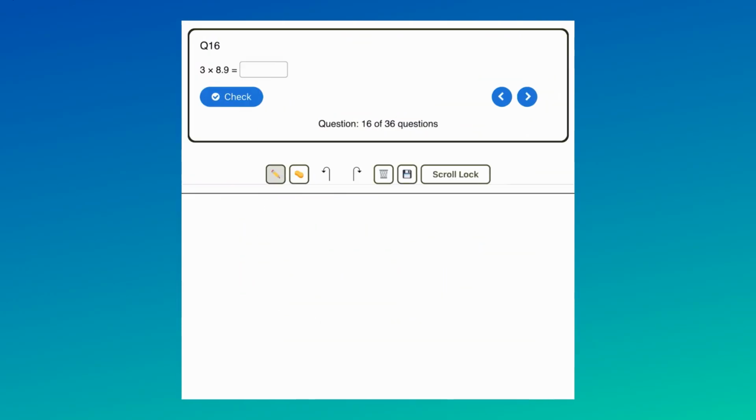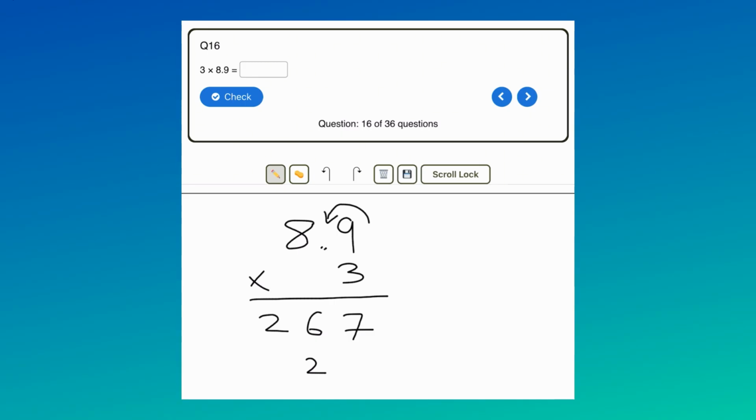Question 16. 3 times 8.9. Now I'm going to lay this out like my normal multiplication grid. Now I'm just going to carry on multiplying as if the decimal point wasn't there. 3 times 9 is 27. 3 8s are 24, plus the 2, 26. Now, I've got a decimal point that's just moved 1 place value. So I'm going to just move 1 here and put my decimal point. So my answer is 26.7.